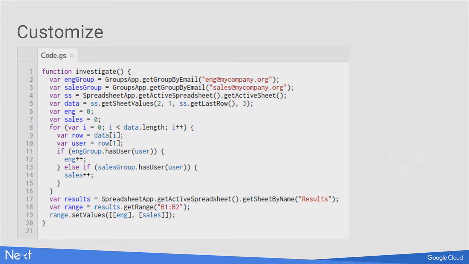Then at the very end, after we've collected all of that, we go back to the spreadsheet and we get the sheet named results. We get a range where we want to put the data in. And we say, this is how many people were eng. This is how many people were in sales. So this is a very straightforward example of how you can use AppScript, just analyzing your data in Sheets automatically, associating it with groups, and putting your data back in the sheet.